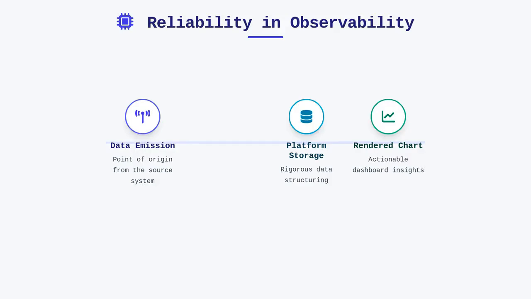Reliability and observability come from a rigorous understanding of how data is structured and stored within the platform. We will explore the life cycle of a data point, from the moment it is emitted from your source to the point where it becomes a rendered chart on a dashboard. This involves understanding the importance of metadata and tags, which define the dimensionality that makes your metrics searchable and actionable.